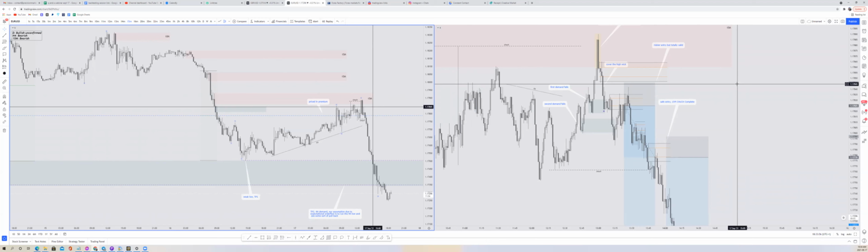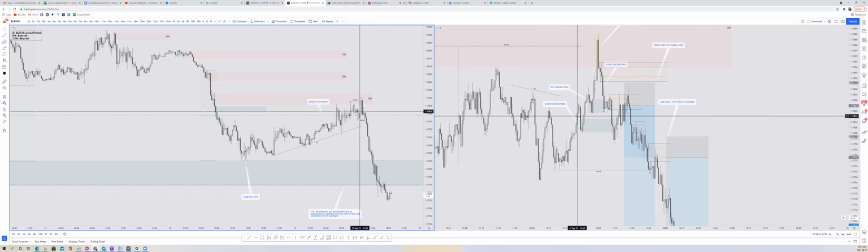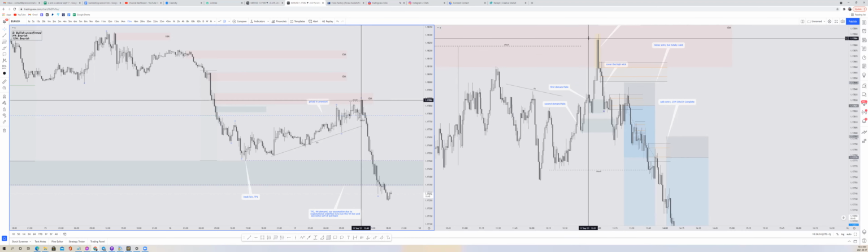So here, my question is, what is the role of the POI if we're not taking an entry on the minute or seconds within that same exact POI? What purpose does it serve? So the purpose is mitigation is complete, meaning we tapped into this.